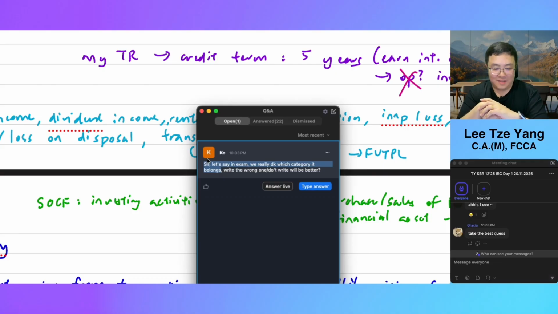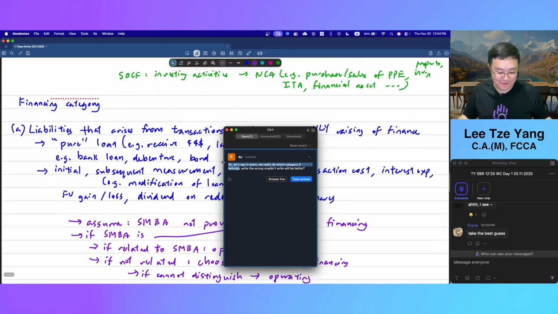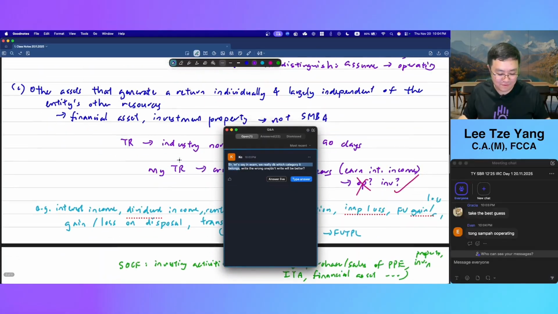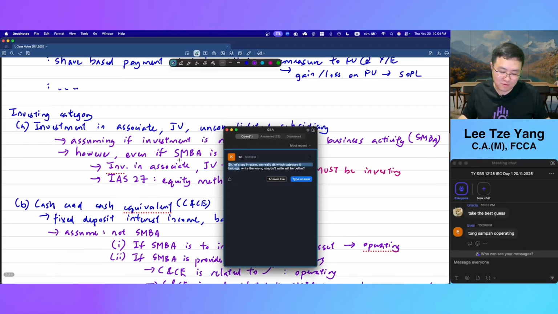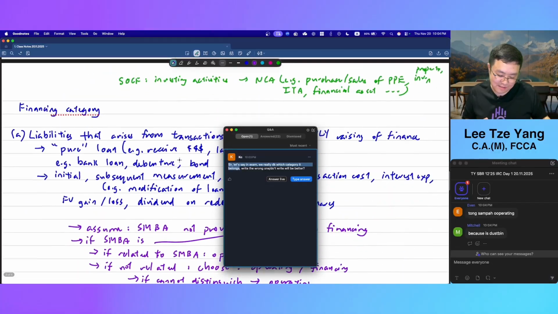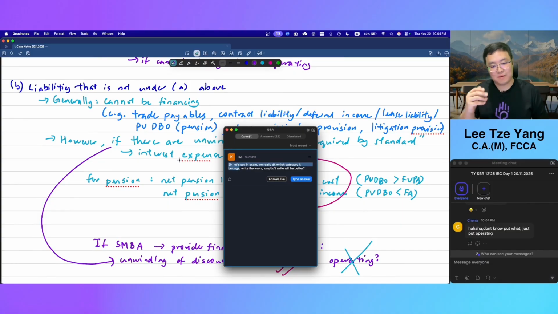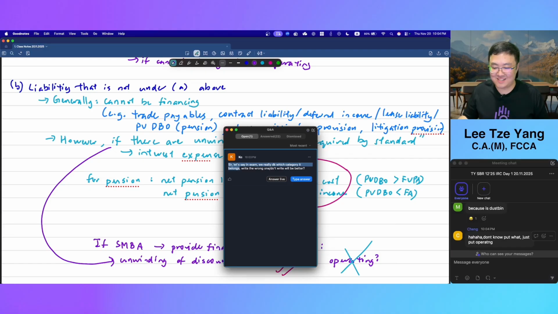Most of the time, operating has a higher chance of being the right answer. The reason is, if you study this in detail, if it's not operating, not investing, not financing, not OCI, not tax, not discontinued, it must be operating. So you can guess. I think we can guess operating is a dustbin, correct? Exactly. Okay, everyone.